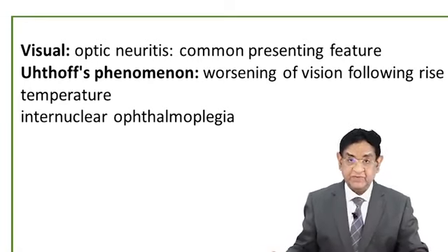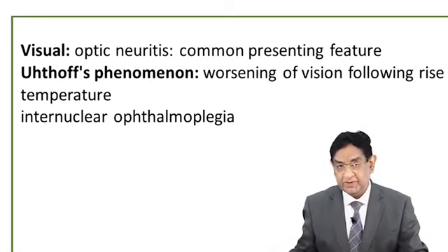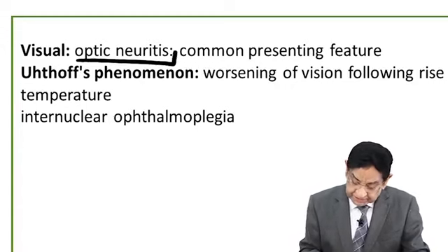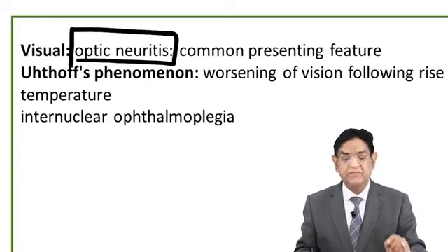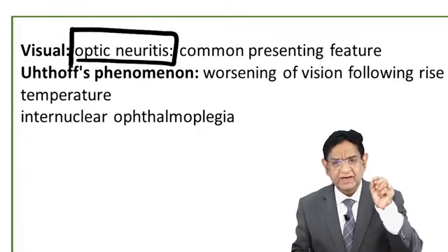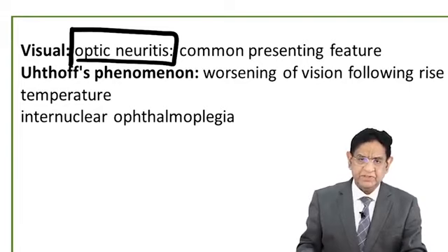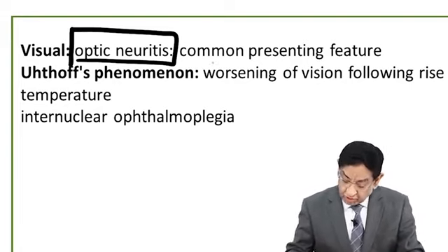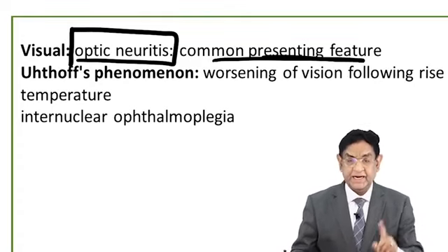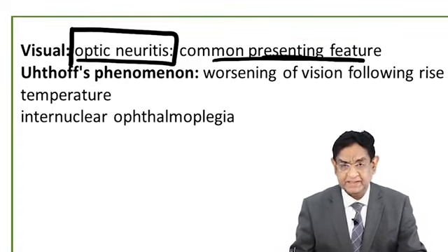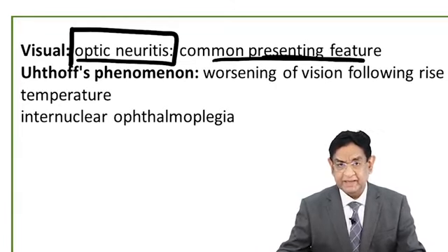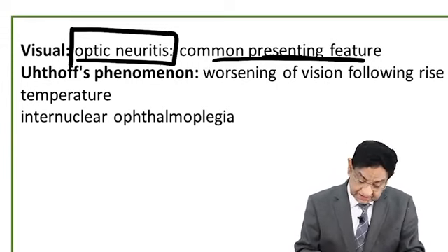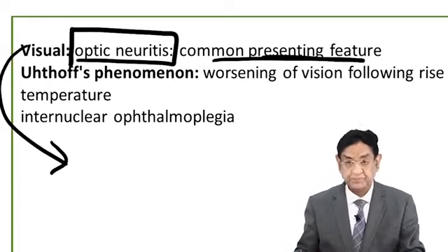Now, what are the other features we are bound to get in a patient of multiple sclerosis? Visual: optic neuritis. This is the classical thing. In fact, whenever you get a question on multiple sclerosis, quite possibly they will talk about optic neuritis. It may be a common presenting feature, like in our patient also. The patient had a problem 1 year back. That means it was a presenting feature. But this needs more discussion.